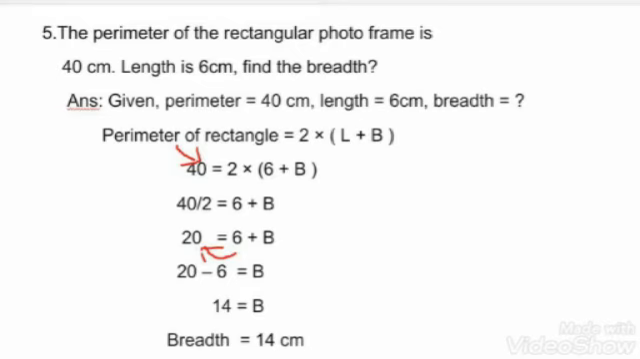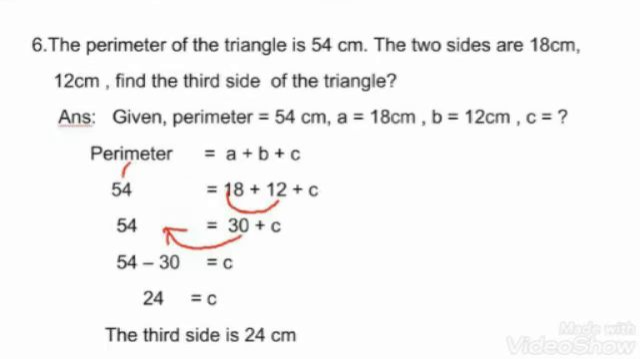Like this, you have to find the length also. The perimeter of the triangle is 54 centimeter. The two sides are 18 centimeter, 12 centimeter. Find the third side of the triangle. What is given here? Perimeter is given 54 centimeter. A is equal to 18 centimeter. B is equal to 12 centimeter. C is equal to find.